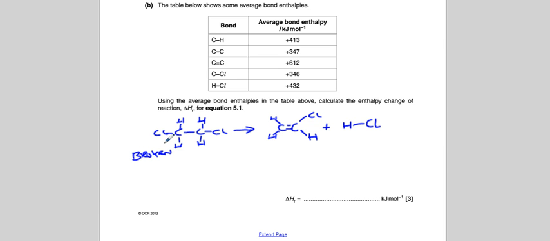You've got, to start with, CH bonds. 1, 2, 3, 4. 4 times the value of the CH bond, 413. Notice how these are all positive. It's all bond enthalpy. It's the amount of energy required to break a bond. And so you're putting energy in. It's being absorbed. It's endothermic. Then CCl bonds. 1, 2. 2 times 346.